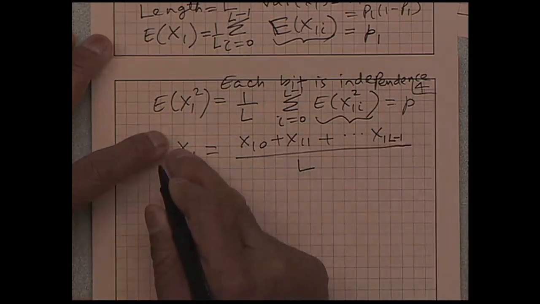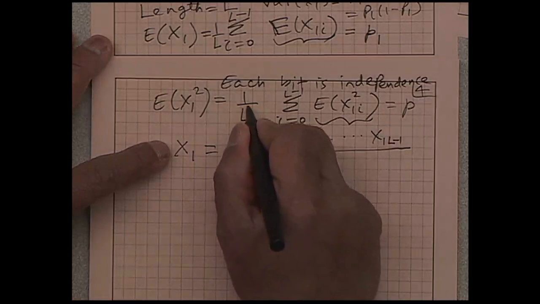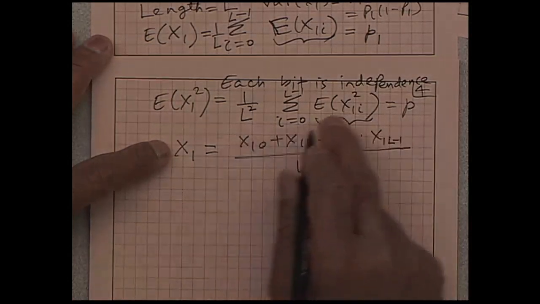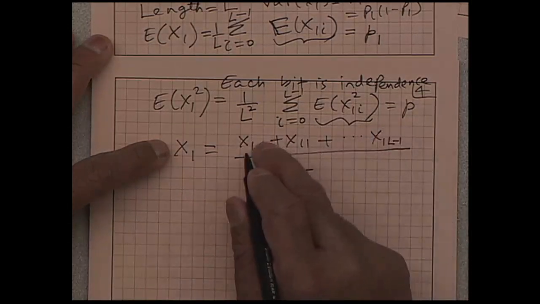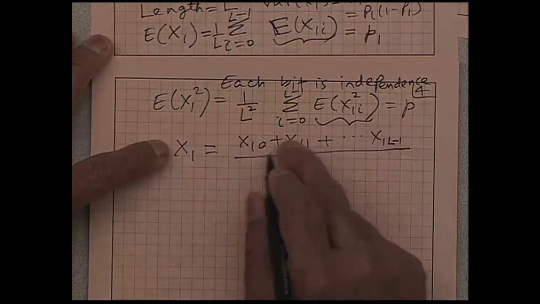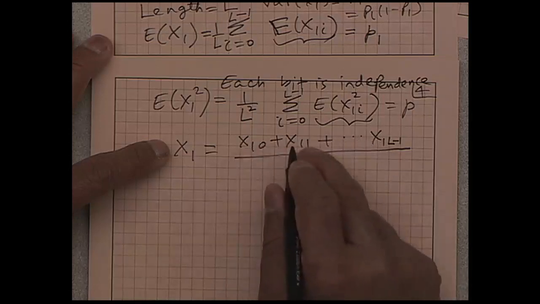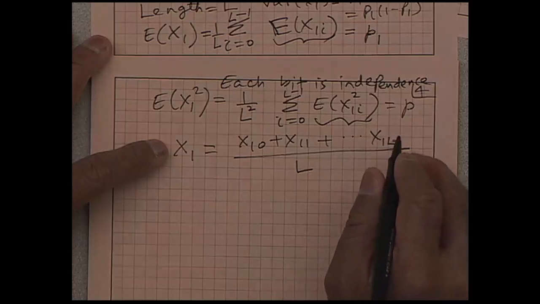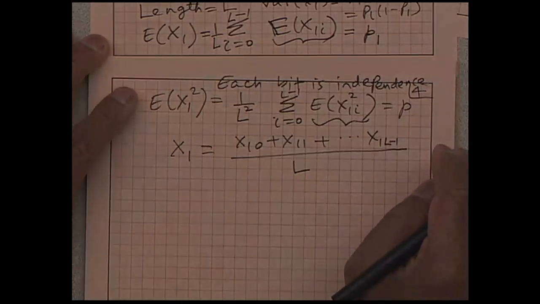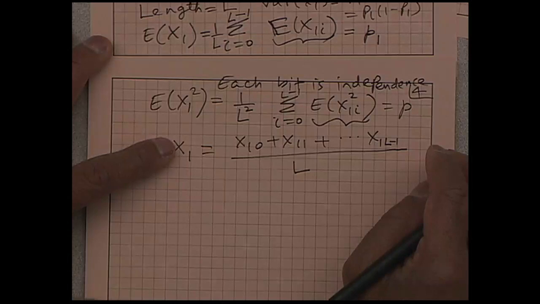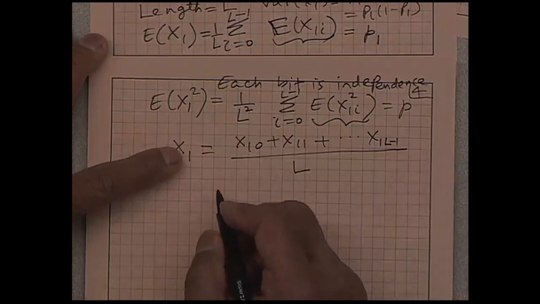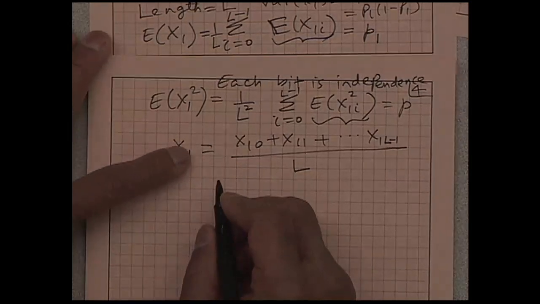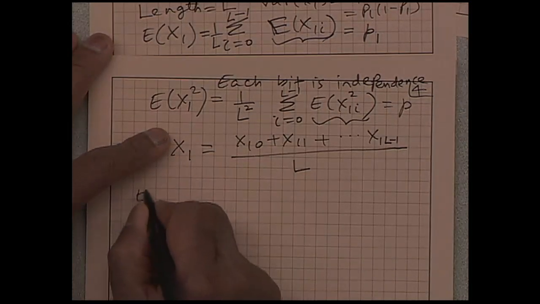So if you take the expected value of the square, this is going to be 1 by L squared times the expected value of these squares plus the cross products x1_0 x1_1, and those are all independent, and because of the independence assumption... okay, I think I should probably be a little more careful. Okay, so let's see.